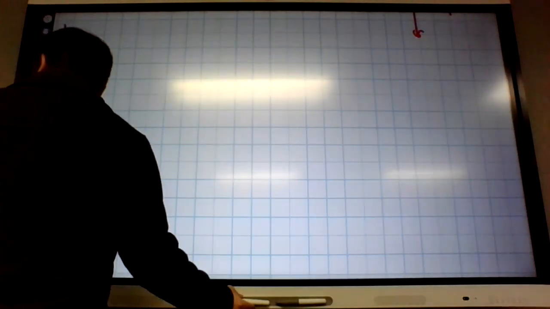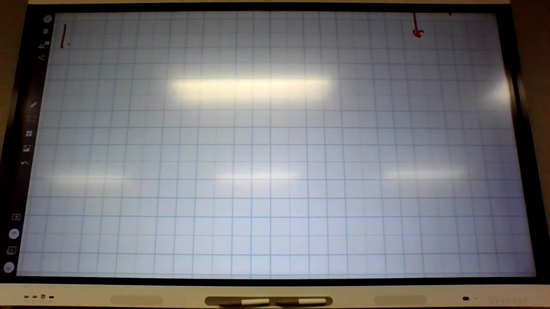Should I put the thing up here on the board? I do want you guys to have these memorized by the time we get to the test. Okay, what's the 1 do? Left 1, up 2. What's the square do? The squared makes the shape, the parabola.